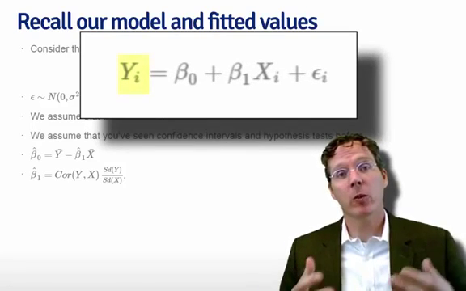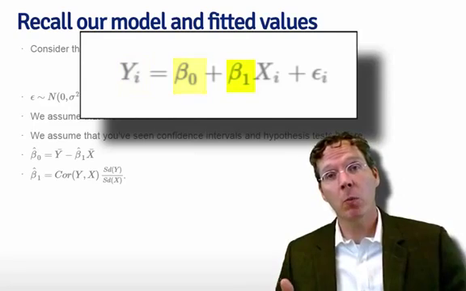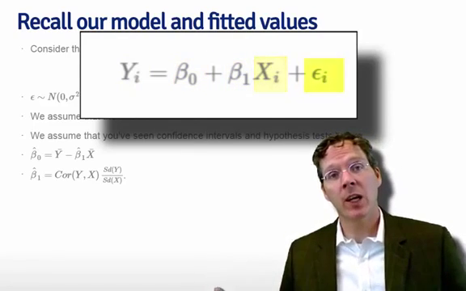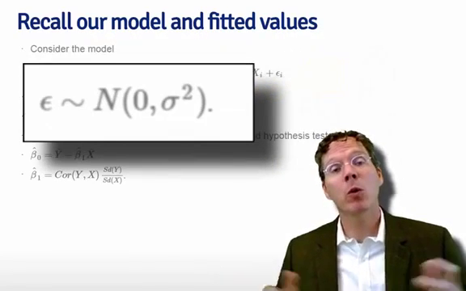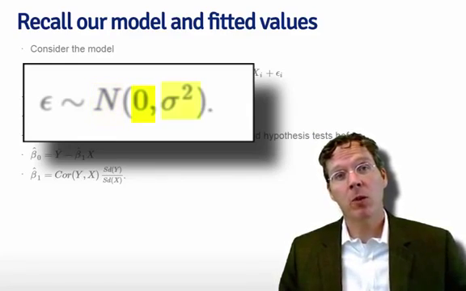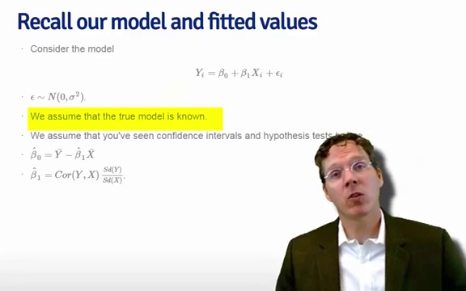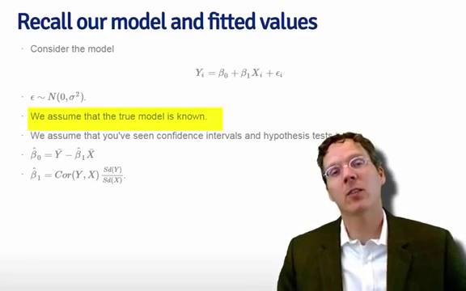Our model was that the response, yi, is the intercept, beta naught, plus the slope, beta 1, times the predictor, x1, plus an error term. The error term, epsilon i, is what we're labeling it, we're going to assume is normally distributed, mean 0, with a variance sigma squared. For the time being, we're going to assume that the true model is known, and this will be the basis for most of this class.